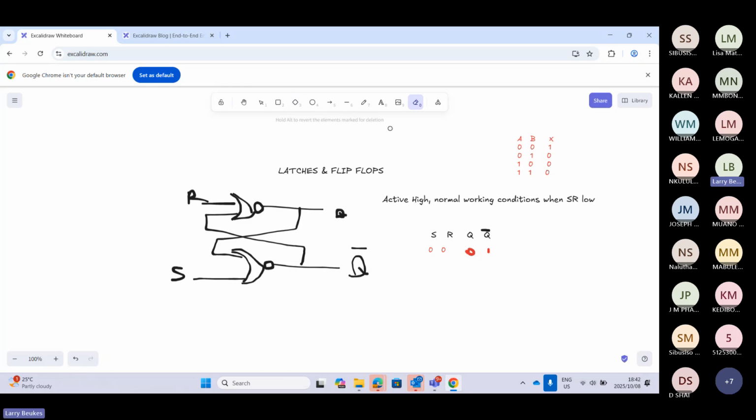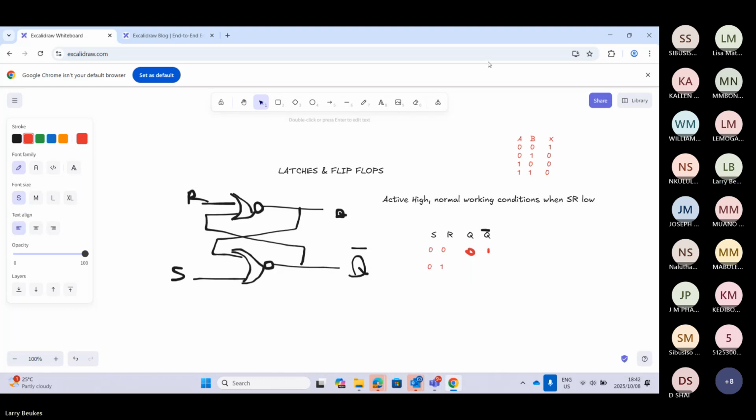So in this case, now we want to test 0, 1, right? 0, 1 means we want our S to be 0, and then we want the R to be 1. On top of that, we have this: our output Q was 0, and then Q naught was 1, right?